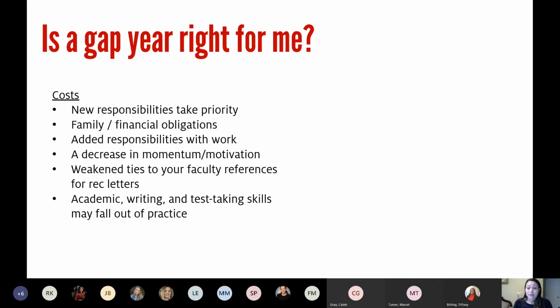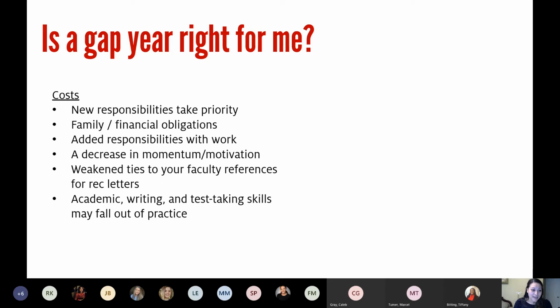And then the last bullet, really important because it happened to me. Some of your academic, your writing, and your test taking skills might fall out of practice. Some of you who choose to take a gap year or years may get right into the swing of getting that first or second full-time job. And as time goes on, you just lose that practice, and you may become rusty on certain skills that you have right now while they're fresh. So just important for you to keep in mind.